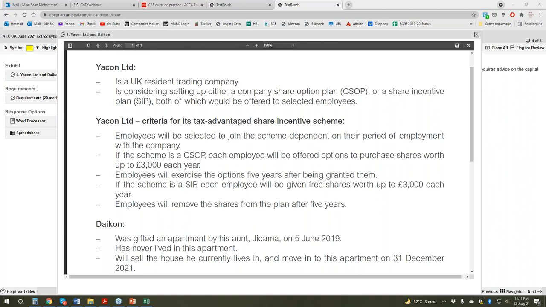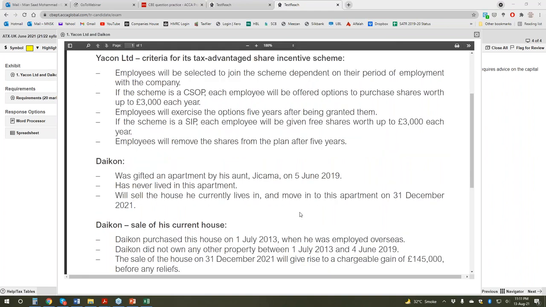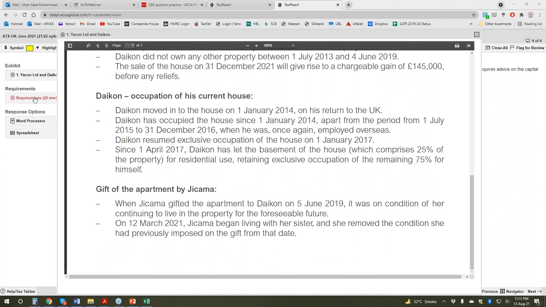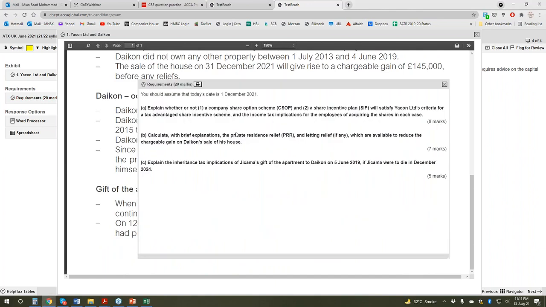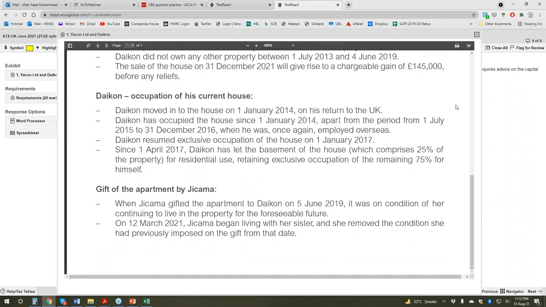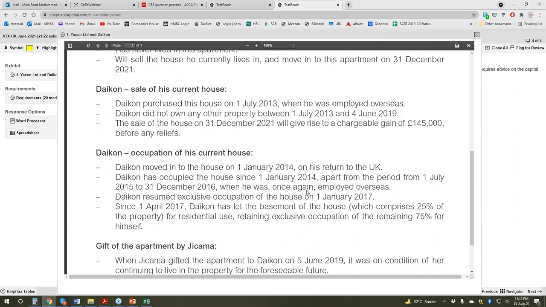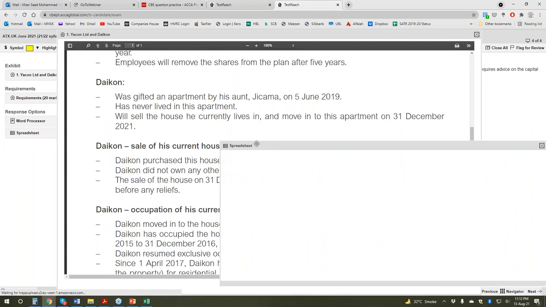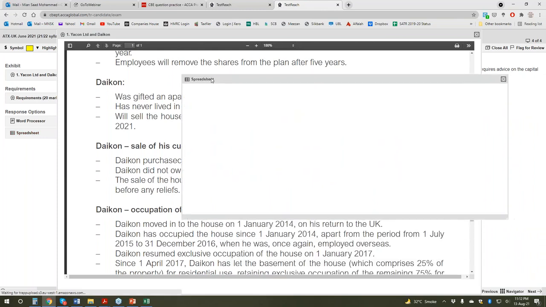The next requirement, and we are only left with one requirement, is this PPR. The requirement is to calculate, with brief explanation, the PPR and letting relief, if any, which are available. So we'll start with the gain. The gain has been mentioned in the question, and that is 145,000. 145,000 is the gain. So we'll use the spreadsheet for this part.